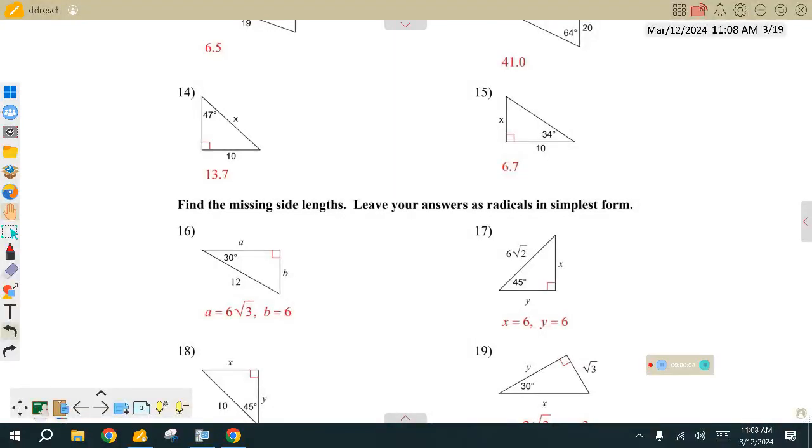All right, question 14. As we're looking at 14 here, it's not obviously 45. It's not 30-60. It's just 47 degrees. We're using trig. With that 47 standing at that angle, what's the 10 represent? Opposite, adjacent, hypotenuse. It is my opposite. And X is my hypotenuse. Based off of opposite and hypotenuse, you have to know your sine, cosine, or tangent.